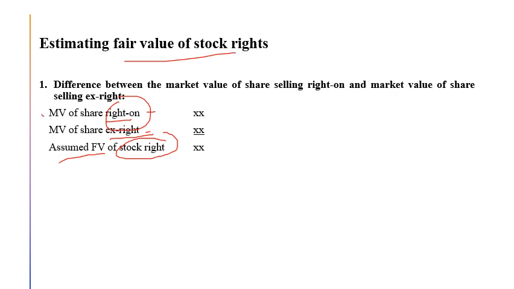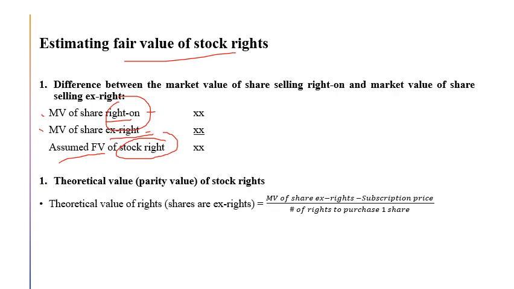So, for example, yung market value ng shares, pag may rights is 120, pero pag wala namang rights is 100, so naturally, yung 20 pesos na difference, parang yun yung kanyang value ng stock rights. So, ganun yung unang step. The second one is parity value. So, ito number 2 to number 2. Okay. This is the parity value or the theoretical value.